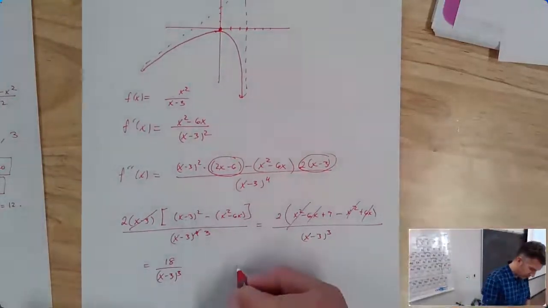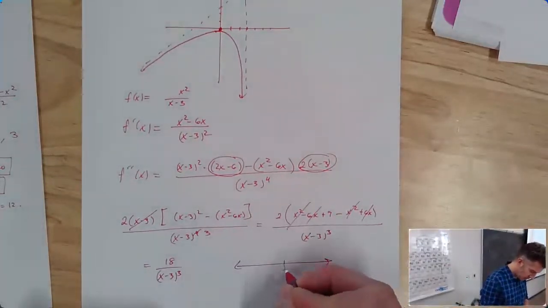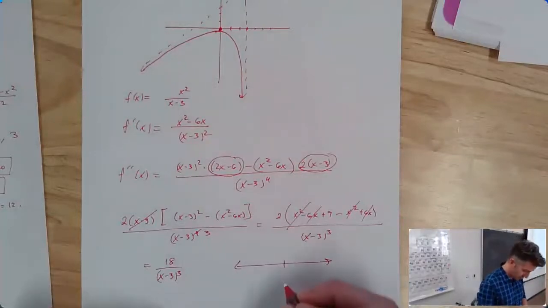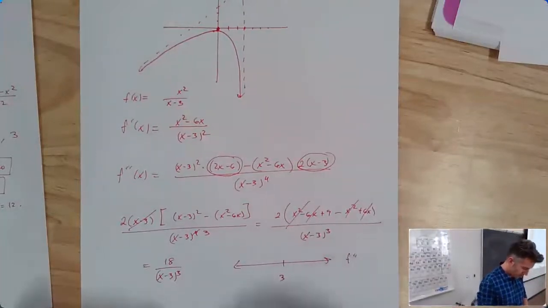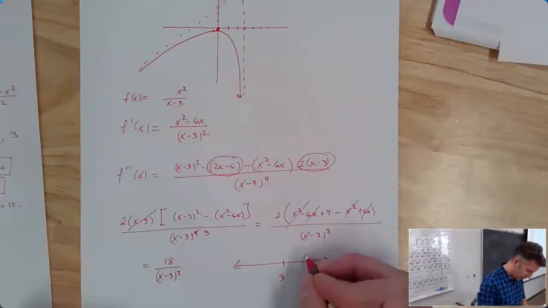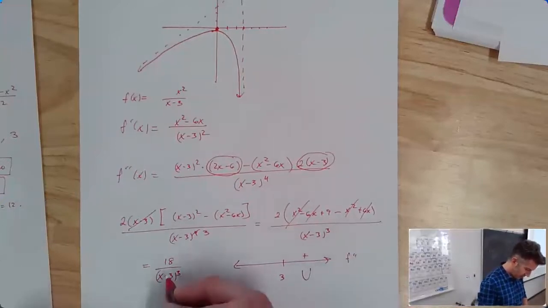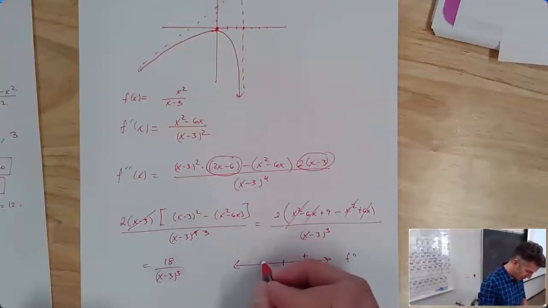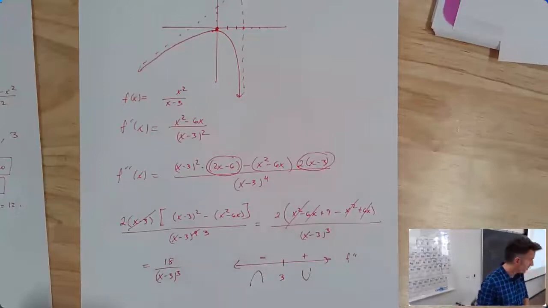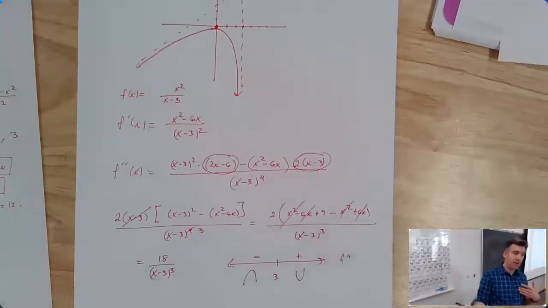So if we look at our second derivative, the only place where it's undefined is 3. If you pick a number larger than 3, like 4, this whole thing's positive, so it's concave up. Pick something less than 3, like 2, this whole thing's negative, so it's concave down. But we don't have an inflection point at 3 because it's undefined at 3. Even though the concavity changes there, we don't have an inflection point.